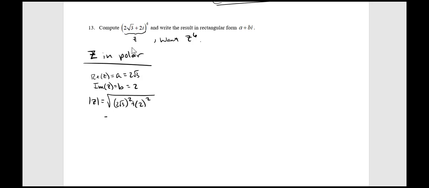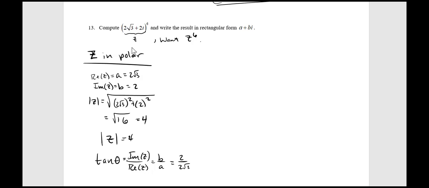We remember that formula, hopefully. 4 times 3 is 12, plus 4 is 16 inside the root. Modulus is 4. Not so bad. We still need to know what the argument is, so this is where we're going to use tangent theta. In regular polar coordinates, it's y over x, but here that's just imaginary part b over real part a. This is 2 over 2 root 3. It's 1 over root 3. So you have to think about what angle makes tangent equal 1 over root 3.